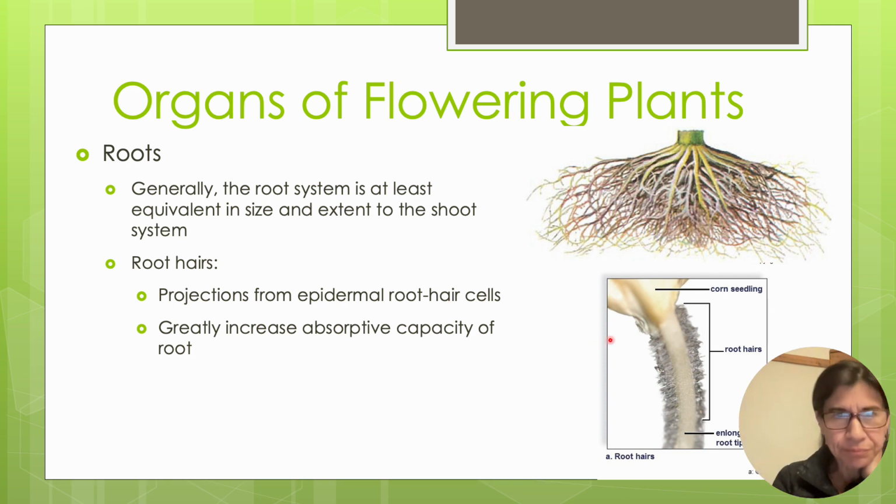Root hairs are actually single cells that grow from the epidermis of the root, the outer cells of the root, outward. And that's where most of the absorption of water is actually occurring. These tiny, microscopic structures are called root hairs. That's where the water is coming in.